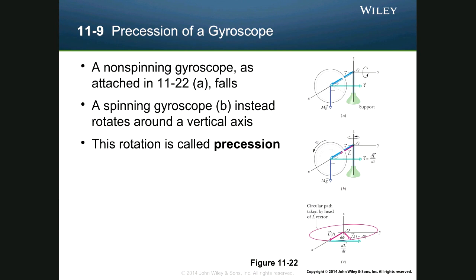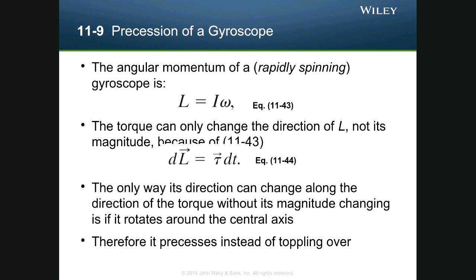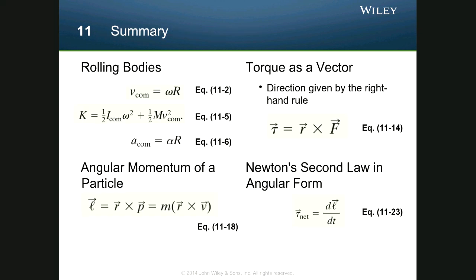Let's look here. With it spinning, it'll have a torque in this direction equal to dL/dt. The angular momentum of the rapidly spinning gyroscope is equal to I omega, and the torque can only change the direction of L, not its magnitude. So all the torque can do is change the direction, and that causes it to precess around the axis instead of toppling over. It happens just because of conservation of angular momentum, but it is a far more spectacular thing to see in real life. The precession rate is given here.